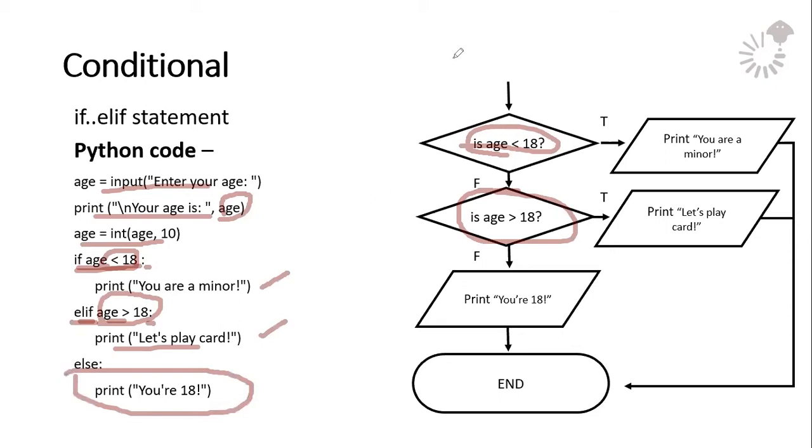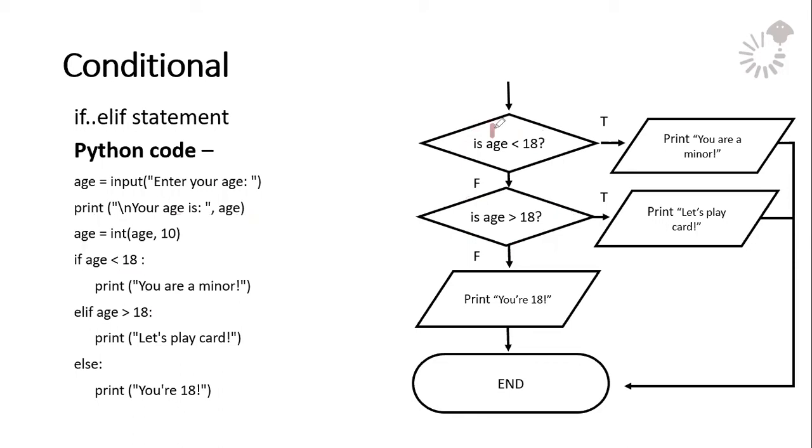Okay? So example, value is 12. 12 is less than 18, true or false? Anyone? True. 12 is less than 18, true. So what will happen is, ano yung instruction niya? Pag true, print niya You are minor.